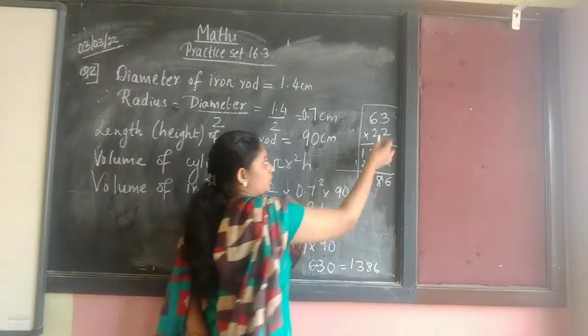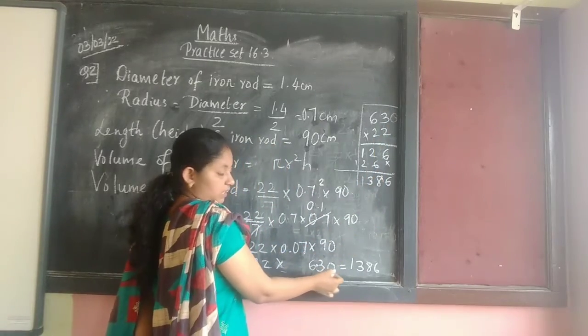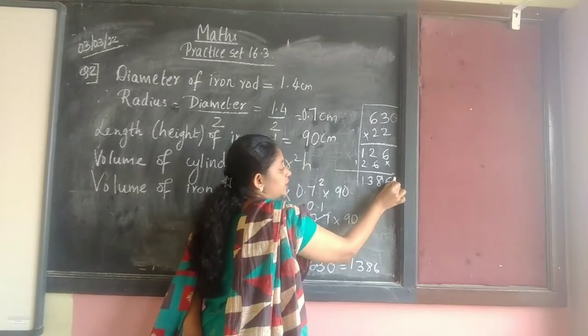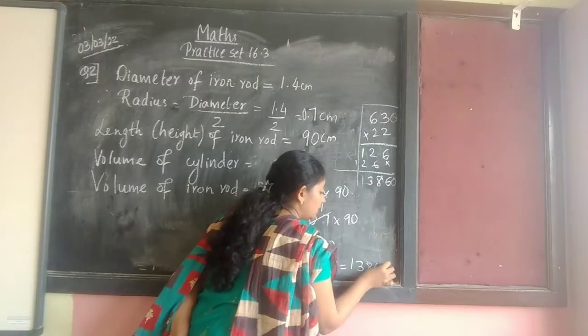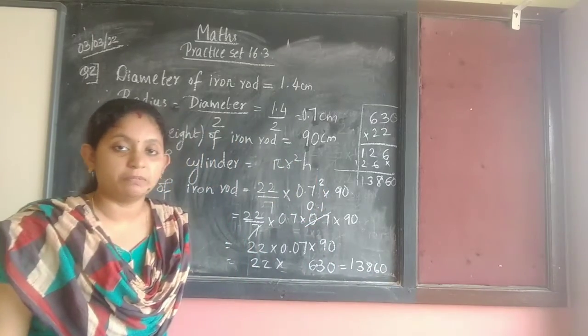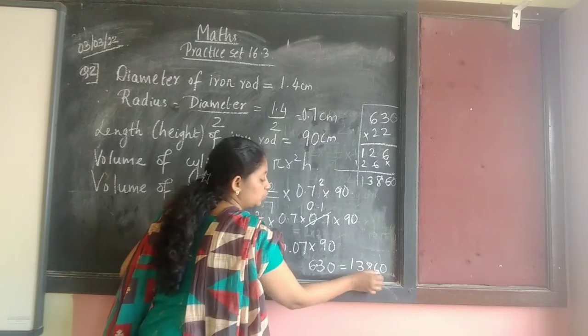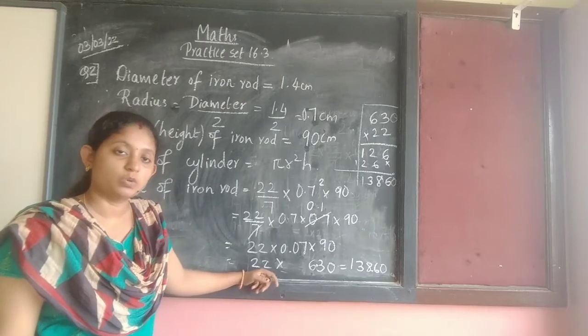Suppose we are putting it down. Now it was 630 into 20. Correct? It was 630 and the decimal point was 0. So here also it will be 13,860. Decimal point before how many numbers? 1, 2. So 1, 2. So before 6 you are going to put a decimal point. So what is your answer?